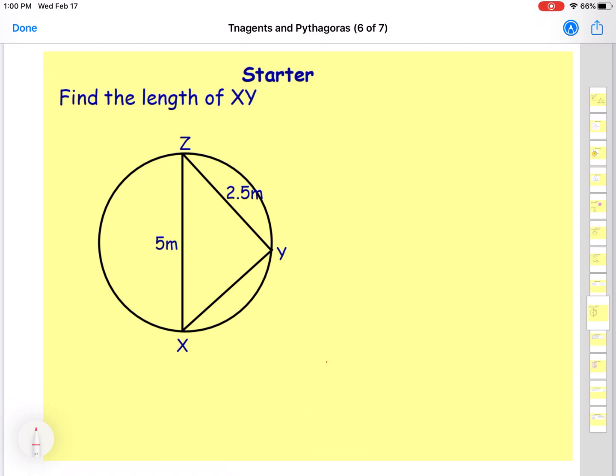Okay, so the first thing to notice here is that we have a right angle at angle Y. We are trying to find the length XY, which is that length down there. Our 5 metres for the diameter, we can label that as C. That has to be our longest side. A and B are the other two sides. So in this case, I'm trying to find side B.